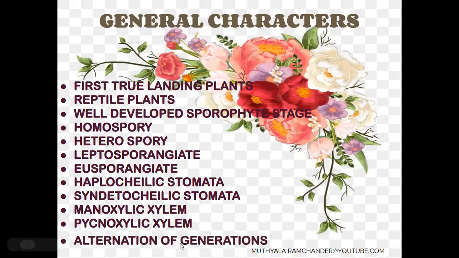And alternation of generations is present in the Pteridophyta. Alternation of generations means the gametophyte participates in sexual reproduction and produces the sporophyte. The sporophyte participates in asexual reproduction and produces the gametophyte. So gametophyte alternates with sporophyte, and sporophyte alternates with gametophyte in the life cycle. That type of life cycle is called alternation of generations. In Pteridophyta, alternation of generations is present. These are the general characters of the Pteridophyta.